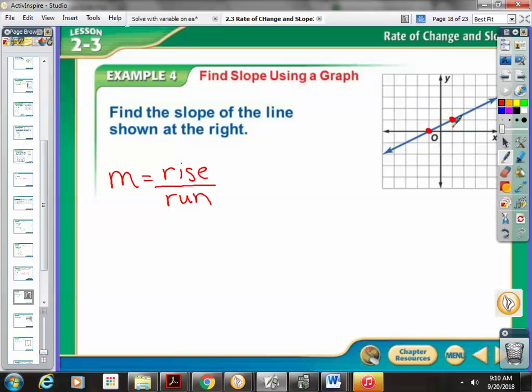So let's look at this graph. It doesn't matter which order or which point I start with. I'm going to start here on this one. I'm going to rise until I'm level with the other point. How far did I rise? Rise 1. Now I'm going to go to the right 2 spaces. That's a positive 2. So I say my run is 2. The slope of this line is 1/2.